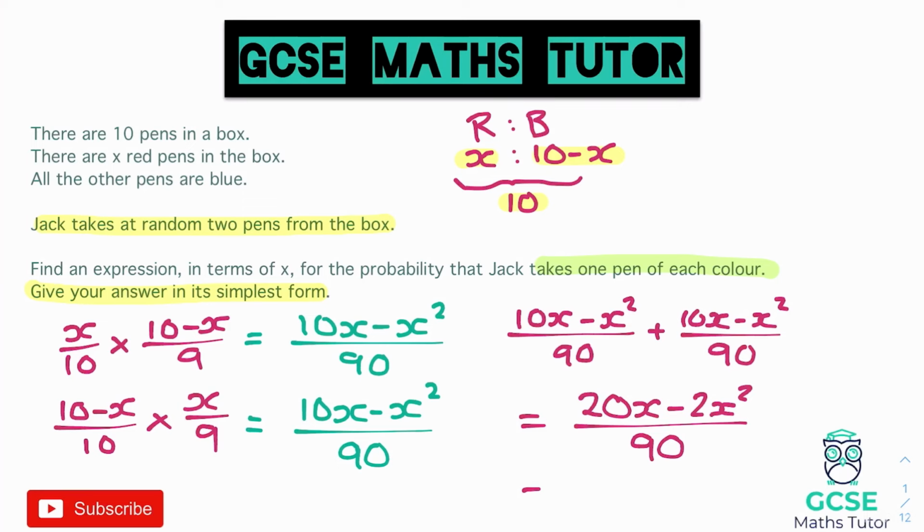So if we do that, if we divide everything by 2, we'll have 10x again on the top, minus 1x squared when we divide everything by 2, and then also 45 on the bottom, dividing that 90 by 2. And there we go, there's our final answer, 10x minus x squared all over 45. Cool, so that's our second question.